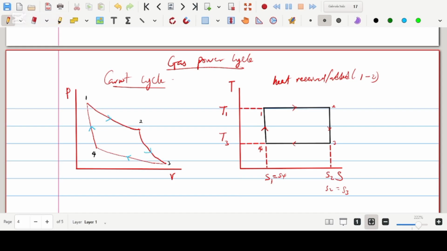Alright, welcome once again. Today we want to look at gas power cycles. Under that, we'll be looking at the Carnot cycle and the Otto cycle. To start with, for a Carnot cycle, on the screen we have two diagrams: the PV diagram and the TS diagram. The PV diagram illustrates pressure against volume, and the TS diagram illustrates temperature against entropy. You understand now?